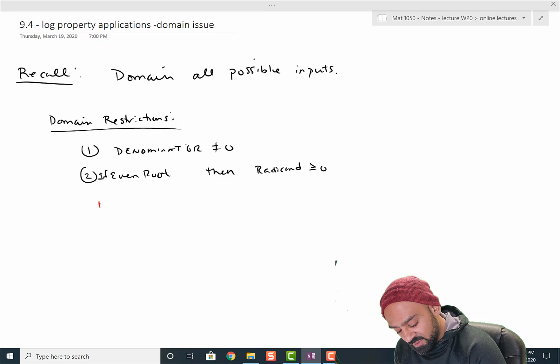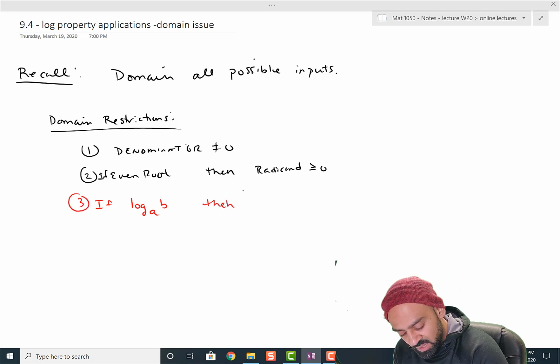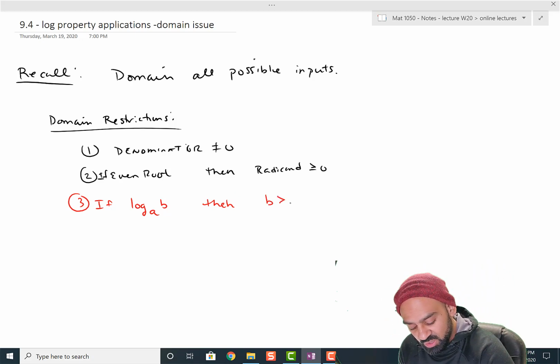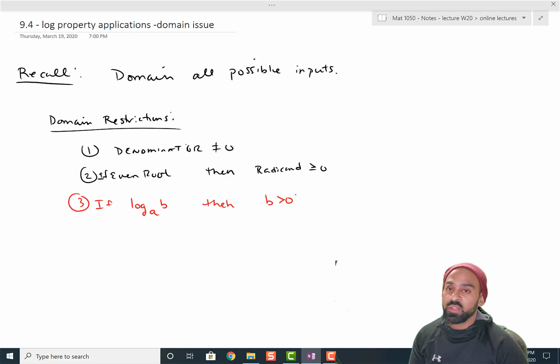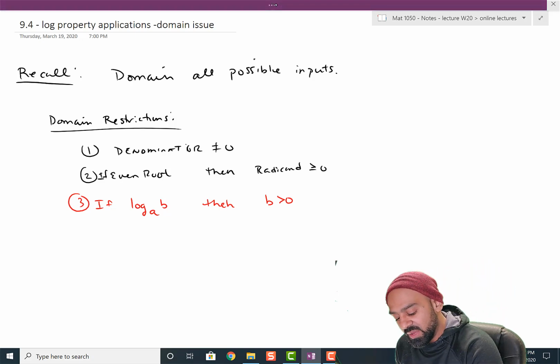And that is if a log appears, we'll say log base a of b, so if you have a log appearing, and this is the new one, and I'm going to explain why in a second, then the argument, the b part of it, that thing must be strictly greater than 0. Okay, so that's just the facts. Now let's talk about why. All right, so why does this make sense?